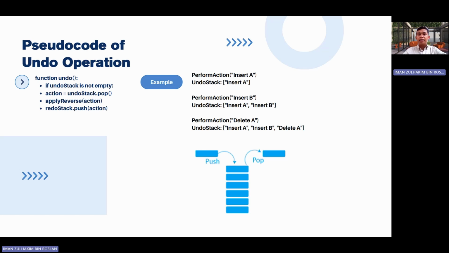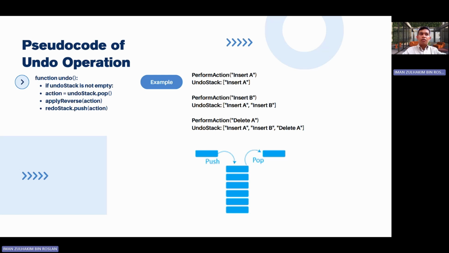When we hit the undo button, the system pops the delete A from the undo stack. It will reverse it, that means insert A, then push the reverse action to the redo stack. Next, here is how the procedure code looks. The function undo: if the undo stack is not empty, action equals undo stack pop, apply reverse action, redo stack push action.